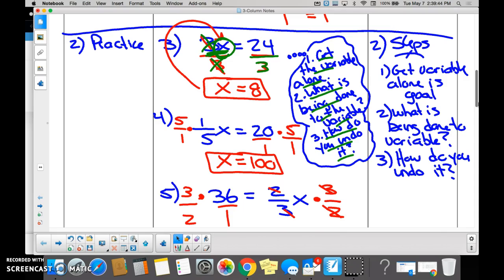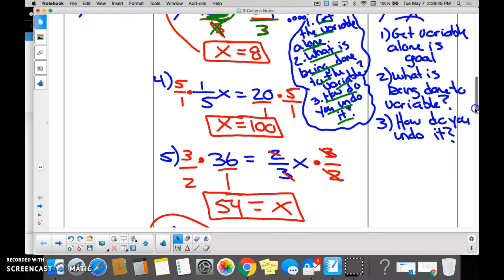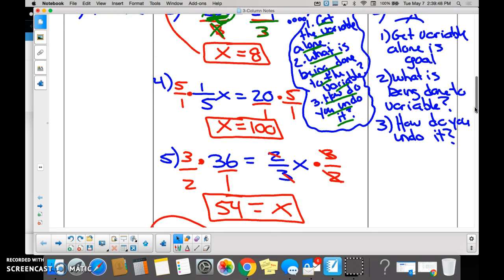Okay, number 4. The problem is 1/5 x equals 20, right? What is my goal? You guys all with me here? Get the variable alone. What is being done to the variable? Multiplication, right? How do you undo multiplication?